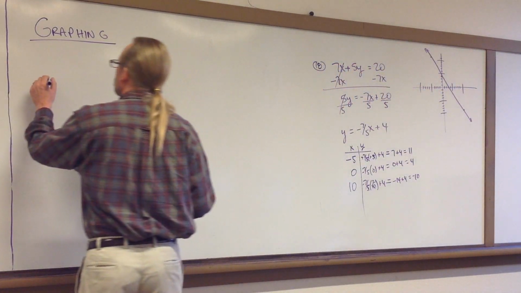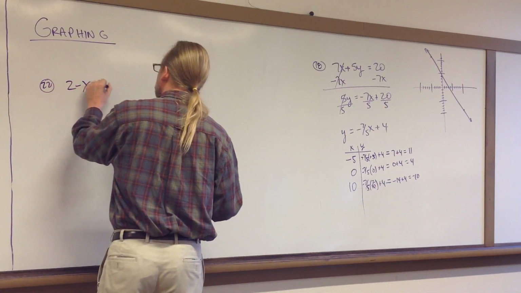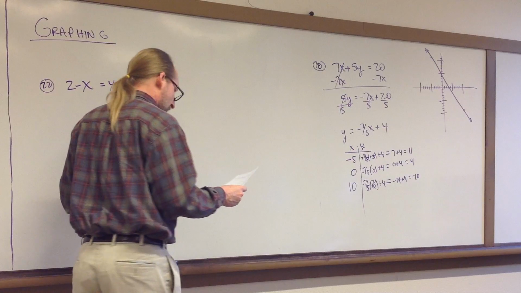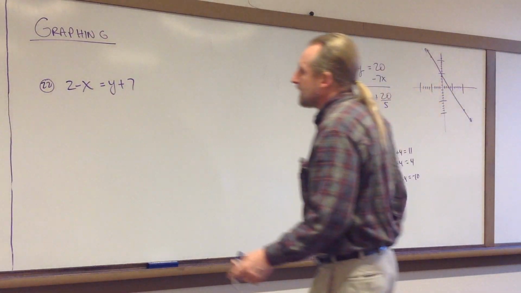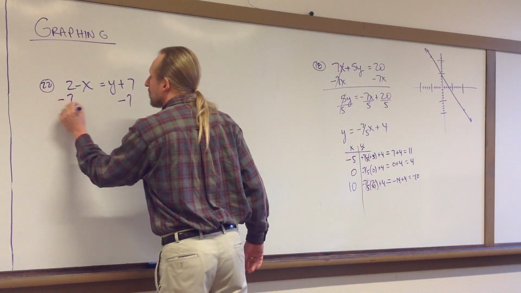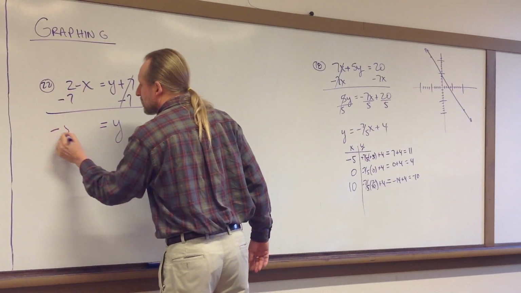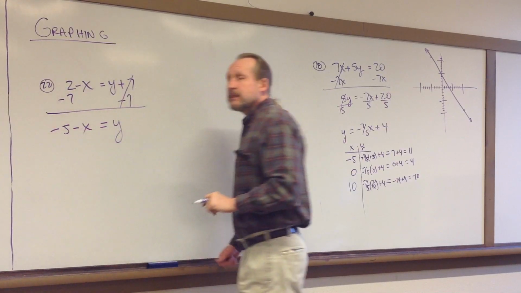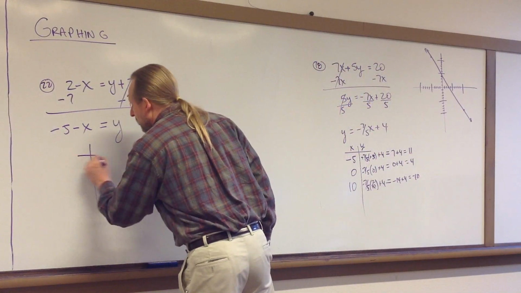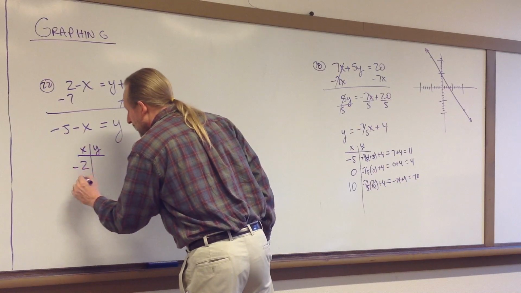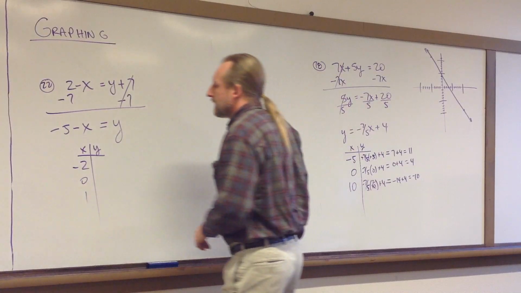Well, let's look at problem 22. 2 minus x equals y plus 7. Okay, so to get the y by itself, we're just going to subtract 7 on both sides. So that'll get the y by itself here. 2 minus 7 is negative 5, and that minus x stays the same. Okay, let's make a table of values here. We'll pick one negative x, 0, and one positive x, which is usually a good idea.